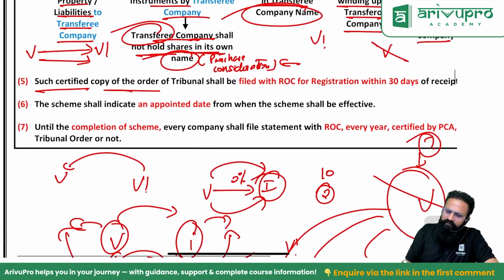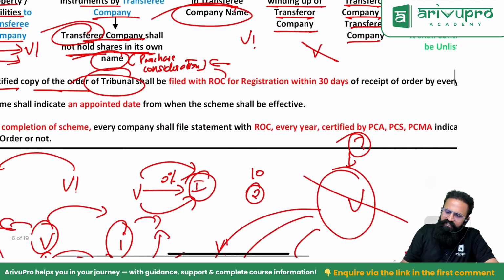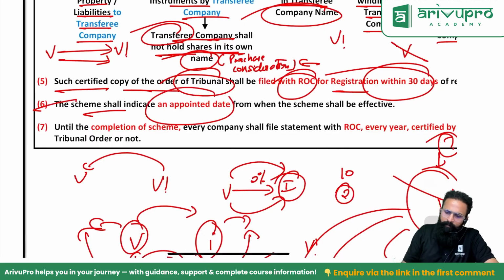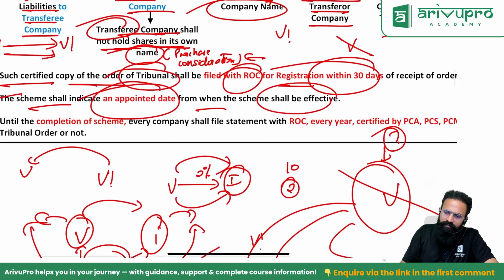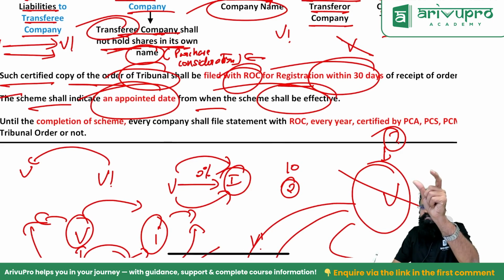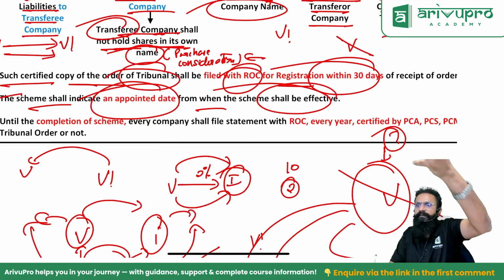Such certified copy of the order of the tribunal shall be filed with the registrar for registration within 30 days. The scheme shall indicate an appointed date from when the scheme shall be effective. So whatever date is mentioned in that particular scheme as the appointed date, from that day that particular scheme will be considered as implemented.